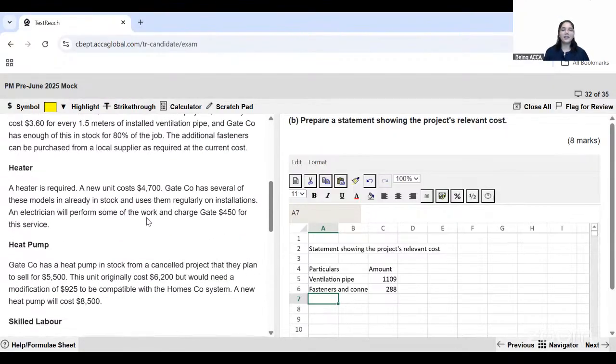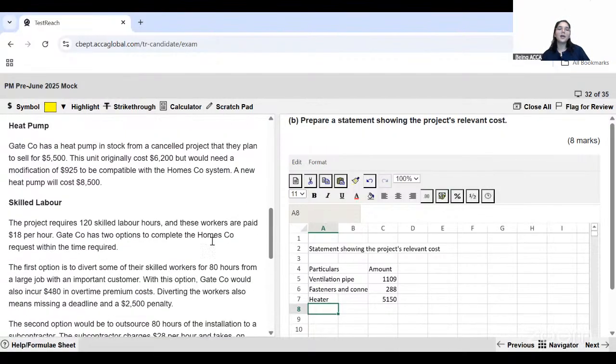A heater is required. A new unit costs $4,700. Gate Company has several of these models already in stock and uses them regularly on installations. An electrician will perform some of the work and charge Gate Company $450 for this service. So this heater also is regularly used. So the replacement cost of 4,700 will be considered relevant. Plus 450 will be specifically spent because of this project, which makes it an incremental cost. Hence, we are going to add it to the total relevant cost. So this is relevant for the heaters.